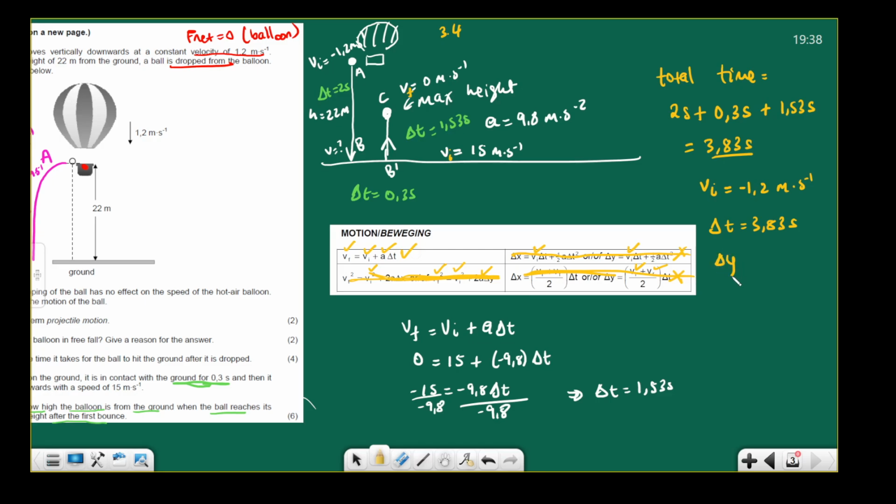We want to know how far has it gone down. You understand? How far has it gone down? That's what we want to know. And acceleration, we do know.